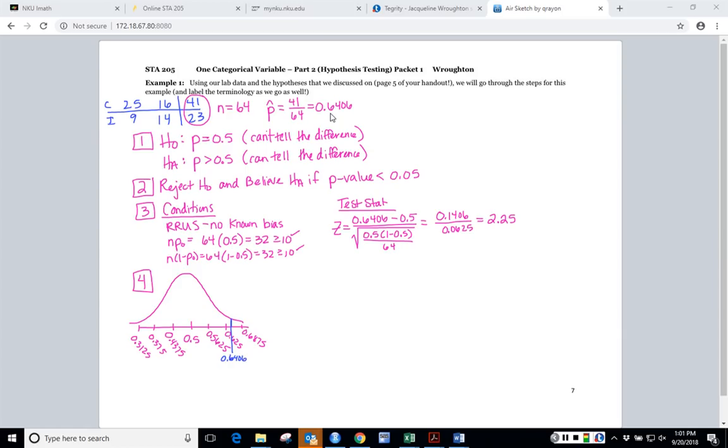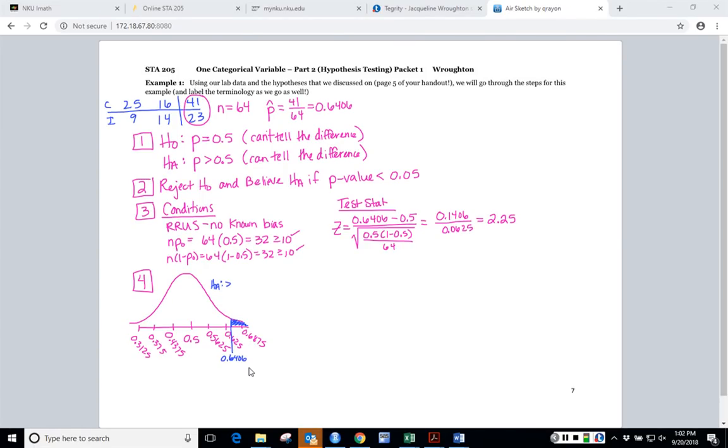And then I have to figure out which way to shade. Because of this greater than sign in my alternative hypothesis, it's going to tell me to shade the greater than, which would be to the right. So keep in mind all the things that we talked about before. I can tell my z is going to be between 2 and 3. I know that I'm going to have to use the 1 minus rule since we're shaded right. And I can tell my answer is going to be less than 50%. So all those same things that we talked about are true.